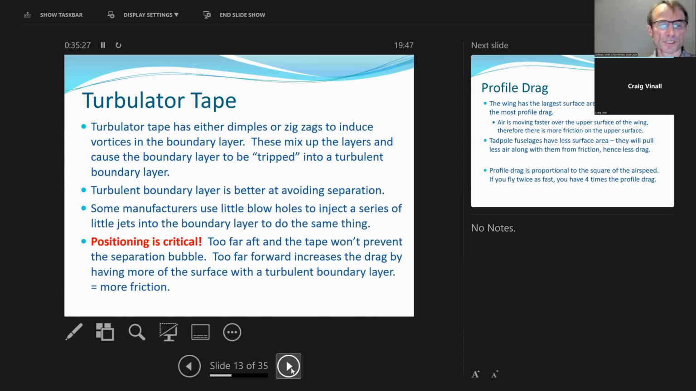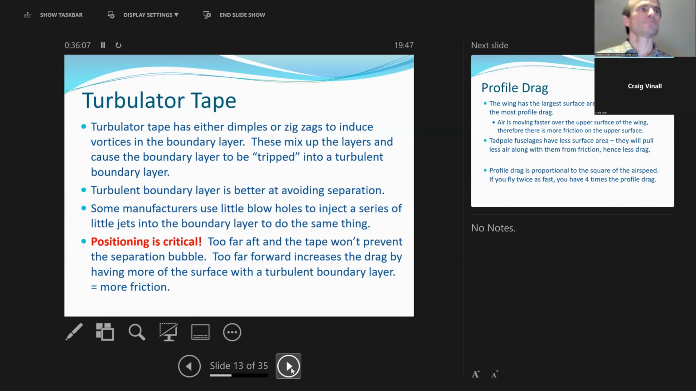However, with turbulator tape, the positioning is absolutely critical. If you have it too far aft, the tape won't trip the flow soon enough, and you still get the separation bubble forming. If you have it too far forward, you will have avoided the separation bubble, but you'll have, again, a lot more turbulent flow where you could have had laminar flow, so more drag that way. So if you are going to change out your turbulator tape, make sure you know where it's supposed to be from the manufacturer.